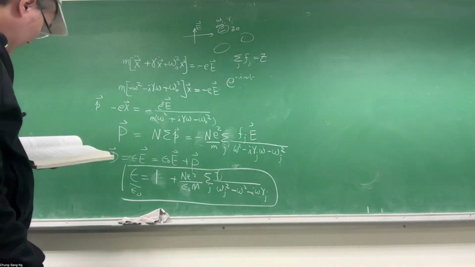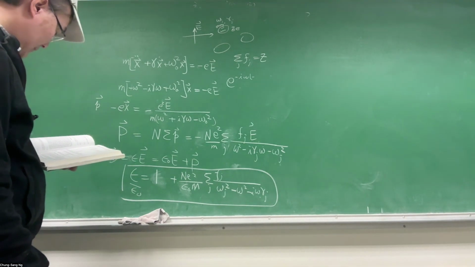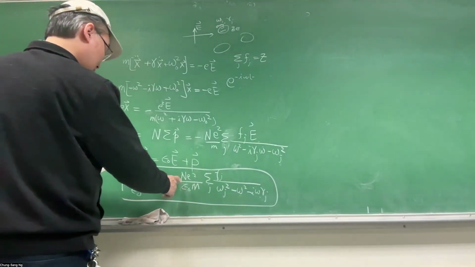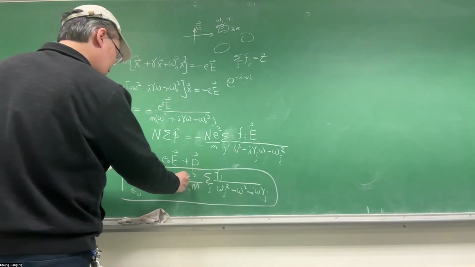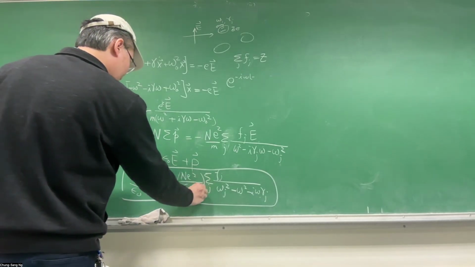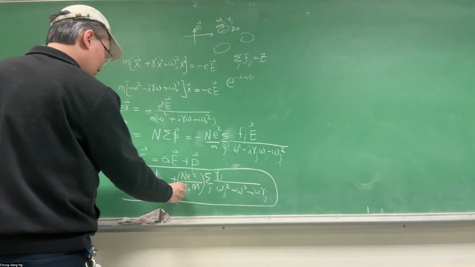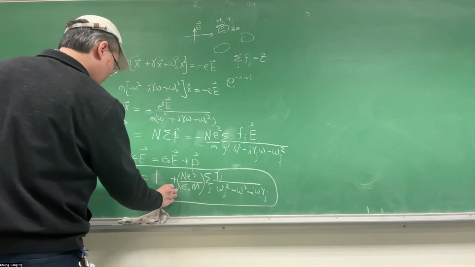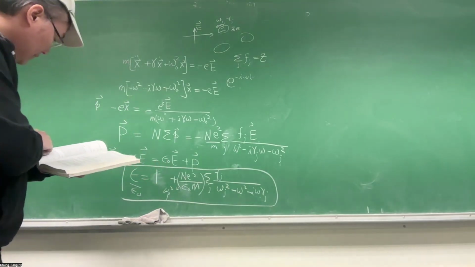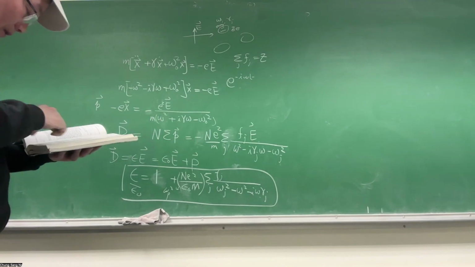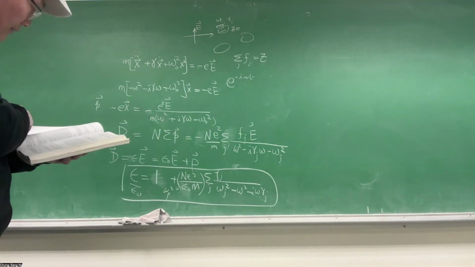One last terminology is that this one we usually define as the plasma frequency squared. This is omega p squared. That's something divided by this, or maybe it is later on.